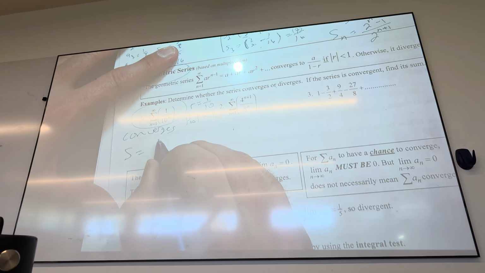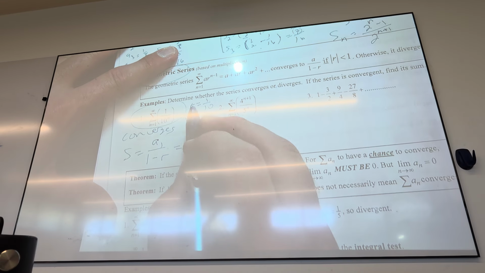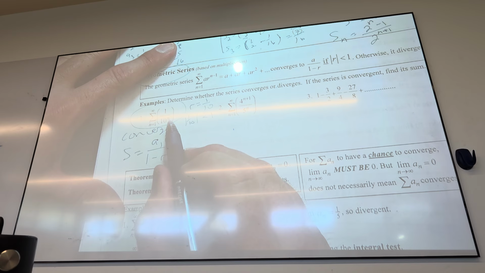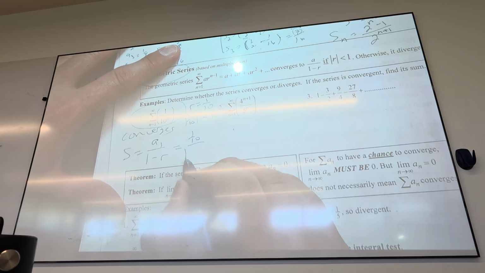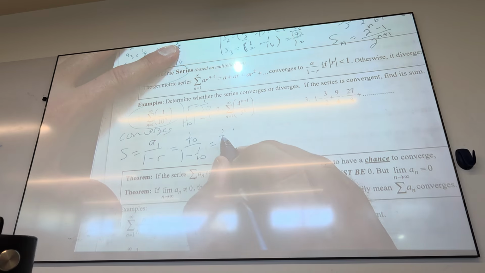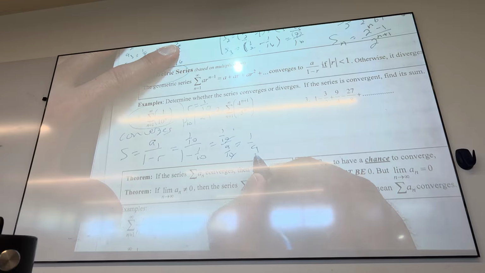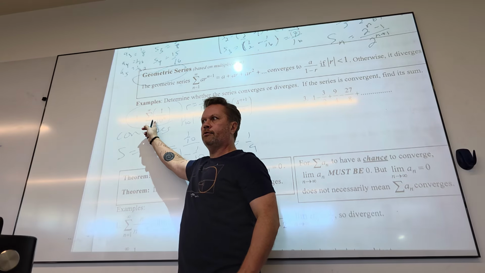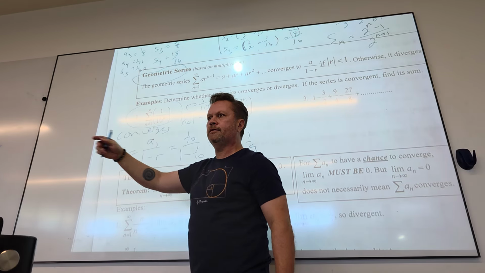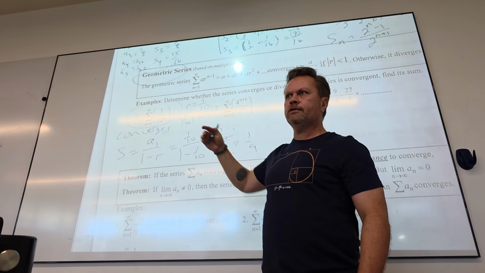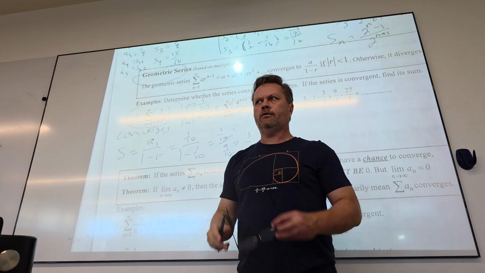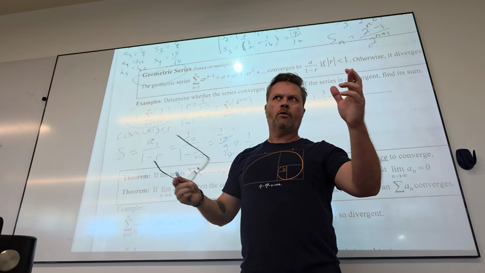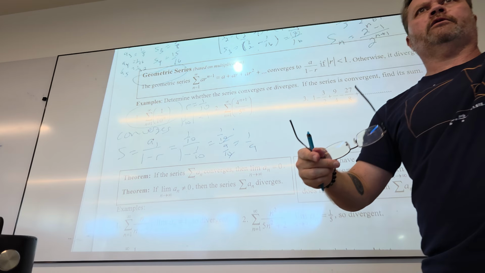S would be A1 over 1 minus R. A1 is what? Be really careful. A1 is 1/10, so 1/10 over 1 minus 1/10, which is 1/10 over 9/10. The 10s cancel, you get 1/9, which if you remember, is just 0.1 plus 0.01 plus 0.001, which is the first example I gave you guys. And we got 1/9 for the answer before, so we better get 1/9 now. Just a more concrete way to do it.